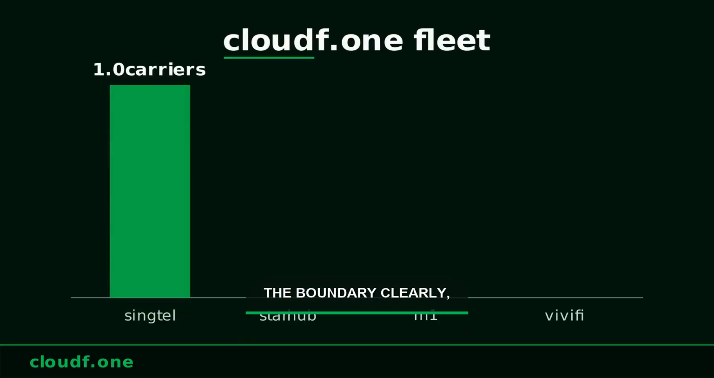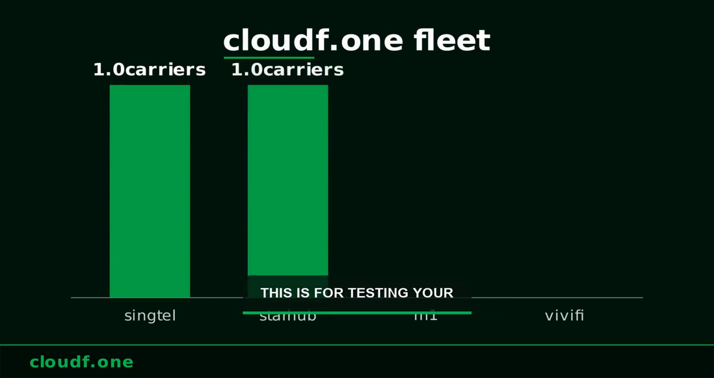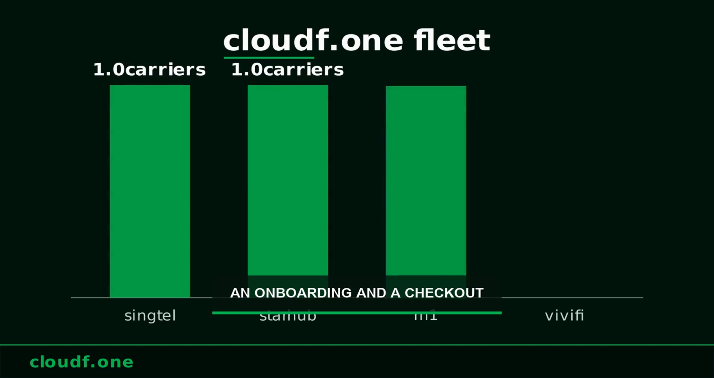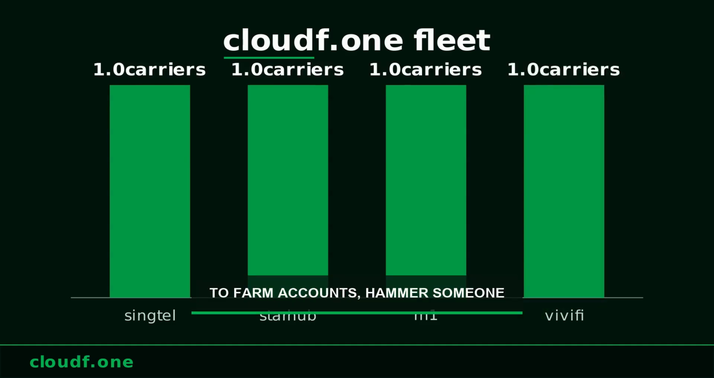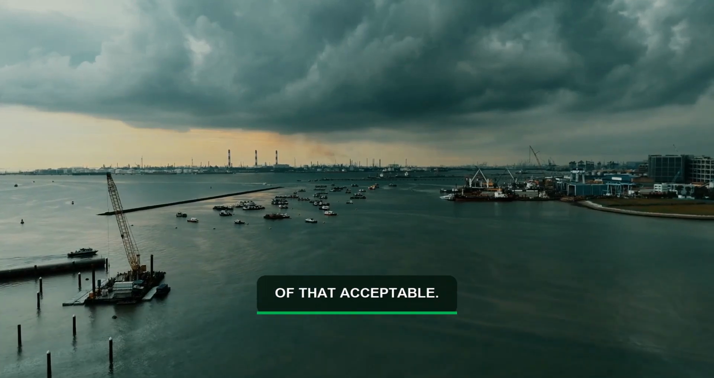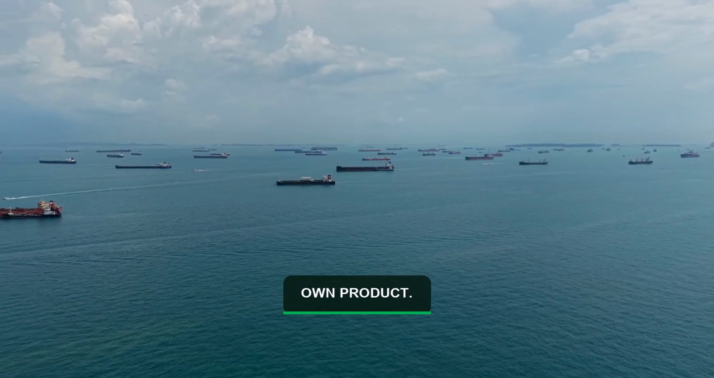Let me draw the boundary clearly, because UI automation sits right next to things it must never become. This is for testing your own app, your own flows, on accounts you legitimately control, so you can ship an onboarding and a checkout that actually work. It is a way for an honest team to see the real path a real customer walks. It is not a way to farm accounts, hammer someone else's service, or drive a flow you have no right to run, and a real device does not make any of that acceptable. Keep it pointed at your own product.